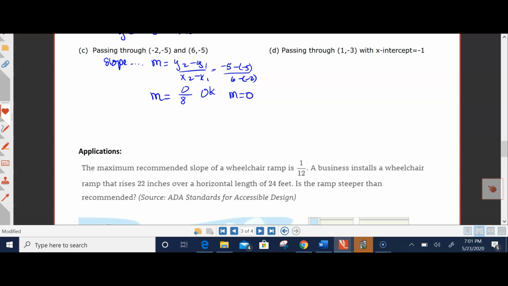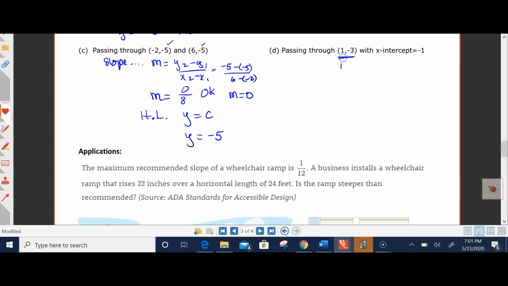And what do we know about a slope equals 0? It is a horizontal line. And what do horizontal lines look like? They always look like y equal to a constant. So in this case, what is the constant? Well, what's in the y positions? -5. So it's y equal -5. Let's check out the last one.